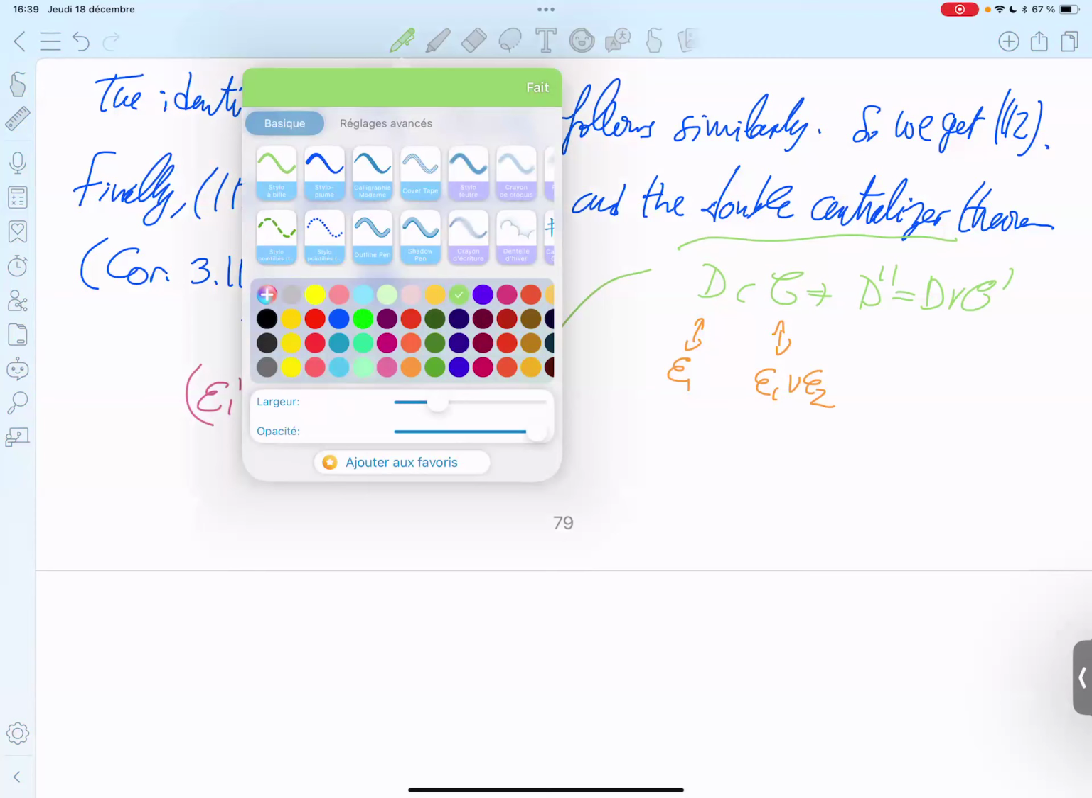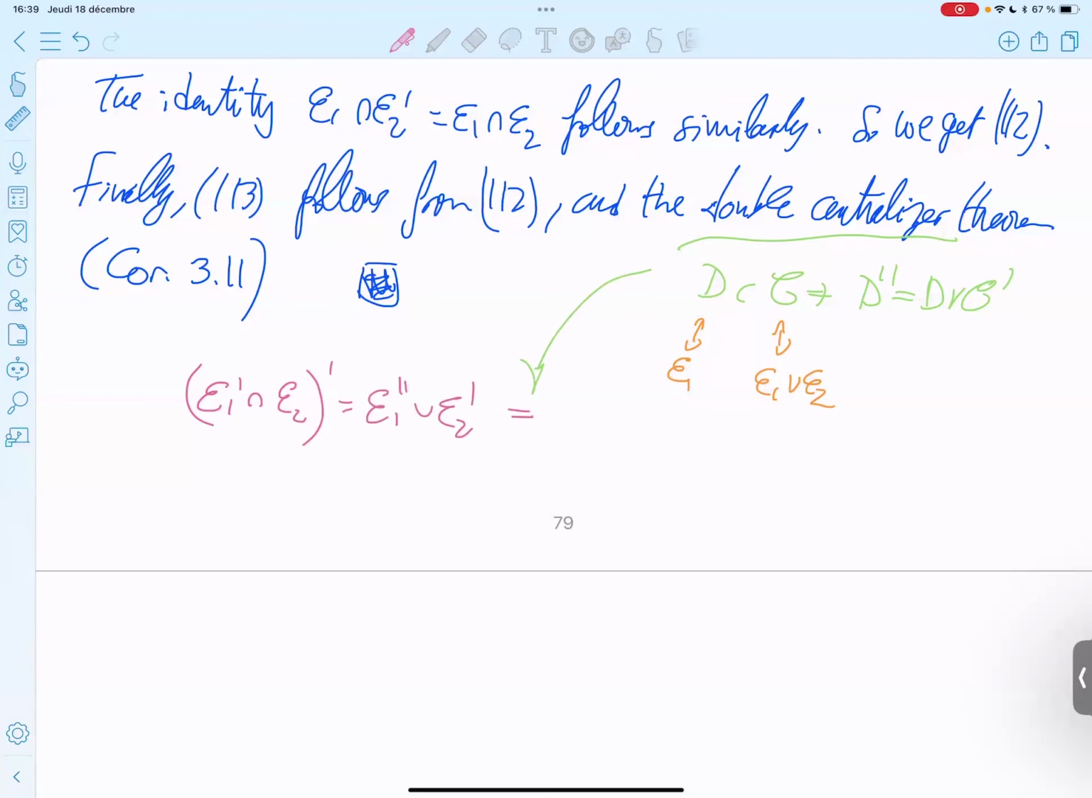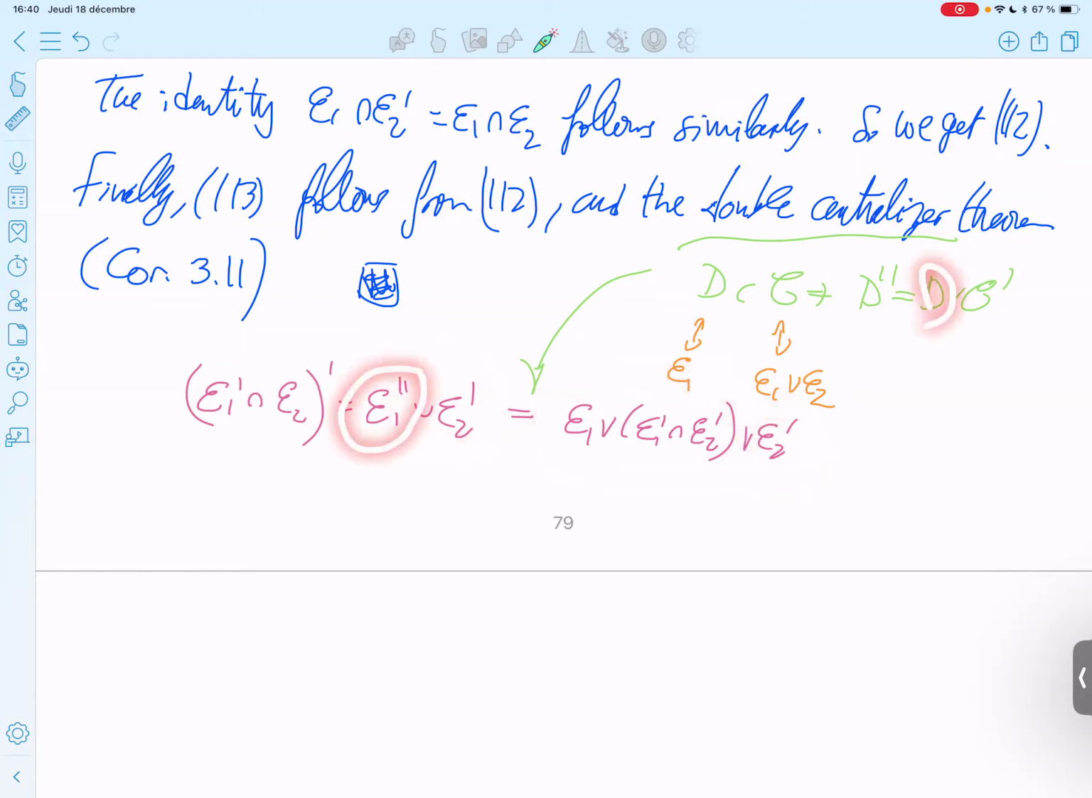To get E1, and E1 ∩ E2', and E2', I guess. Yeah, so this one is just that, and this. So you have the double centralizer. So this is D, and C' is that.